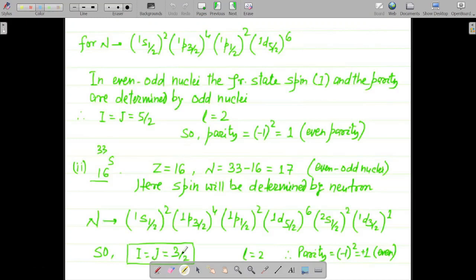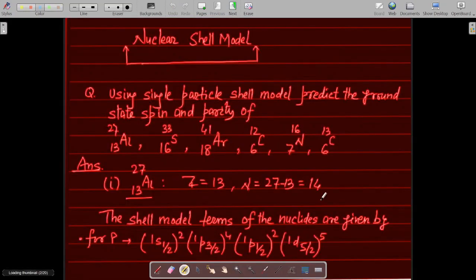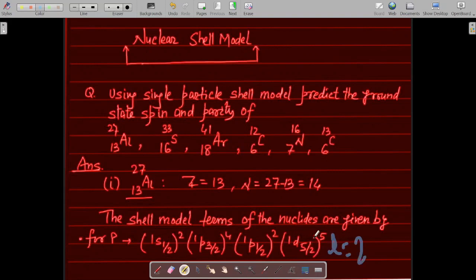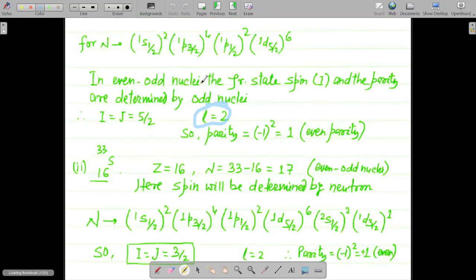And L equal to 2, clearly. How is L equal to 2? See over here, S, P, D and F, so 0, 1, 2 and 3. For D the value of small l is 2, clearly. And because the unpaired nucleon resides in the D subshell, for the unpaired nucleon the value of L is equal to 2. So clearly L equal to 2.